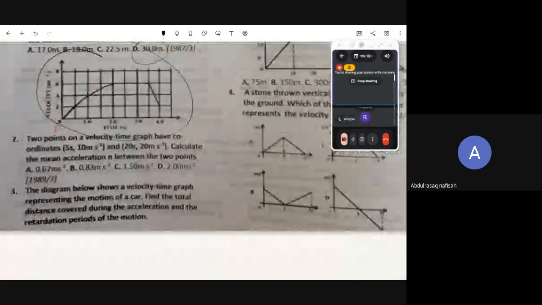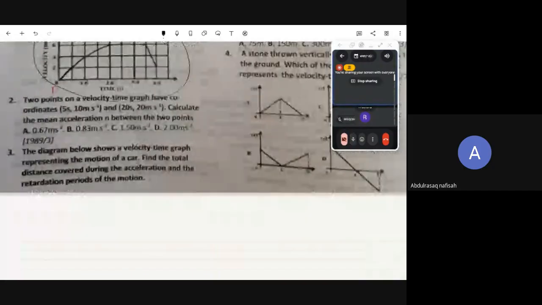Now, for question 2. 2 points on the velocity time graph have coordinates (5, 10) and (20, 20) meters. Calculate the mean acceleration between the 2 points. It's very simple.